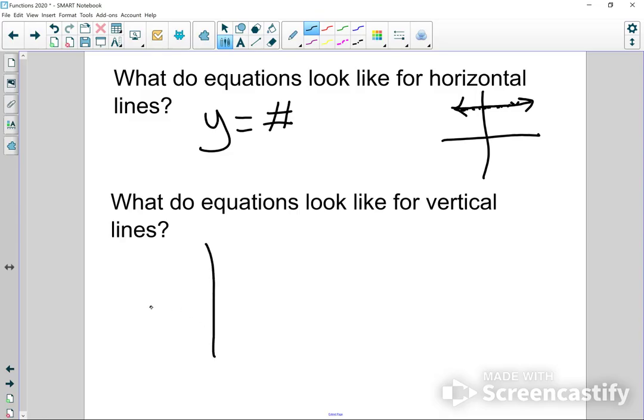Well, what about a vertical line? Let's sketch a vertical line. The only thing all these points have in common is that they're the same x value, right? Everybody's in line with this x. So these are x equals a number equations. If you have a horizontal equation, you're going to have y equals a number. If you have a vertical equation, you're going to have x equals a number.